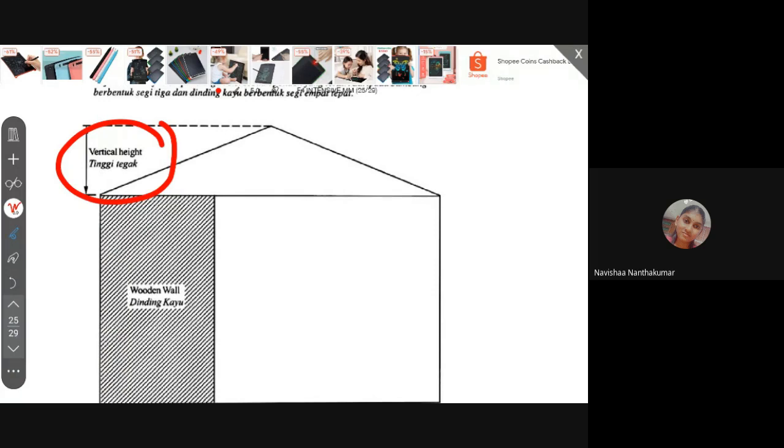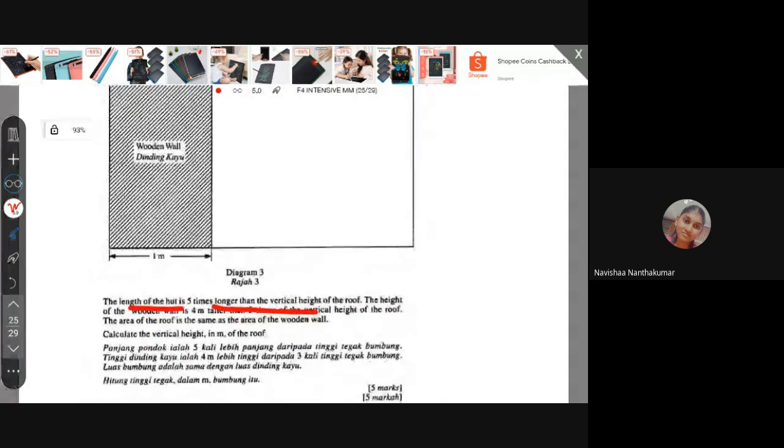Yes, very good. You can put an X. Also, you can put a Y. Apa-apa huruf yang kamu suka. You can put anything you like. Okay, so that you can form the equation.